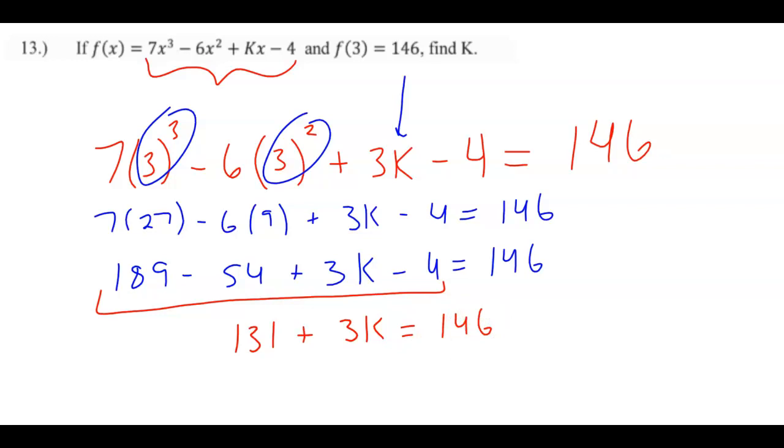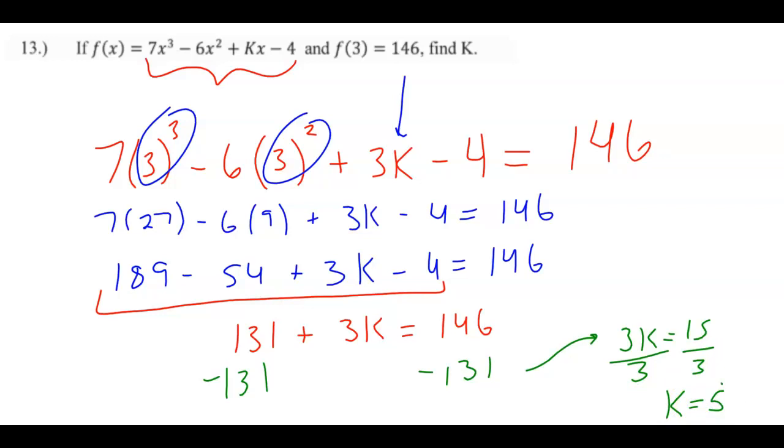Then you subtract the 131 over. That gives us 3k equals 15. Divide by 3. And that means k equals 5. And that is it. That is k.